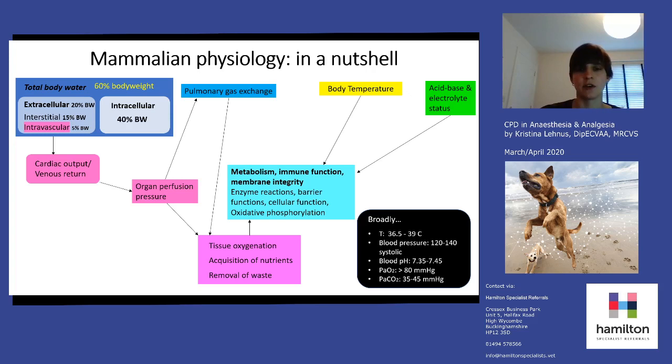Then I've included some other cutoffs. You can see that blood pH is actually a relatively wide range in pH terms anyway. And then our arterial oxygen and CO2 should be above 80 and under 45 respectively.